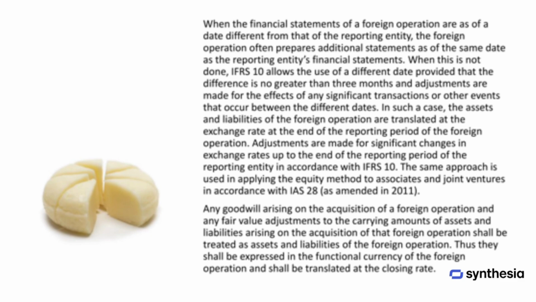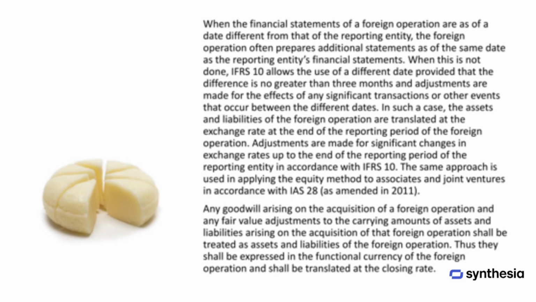Sometimes a foreign operation prepares its financial statements as of a different date than the parent company's financial statements. Ideally, the foreign operation will create additional statements that match the reporting date of the parent. This makes it easier to combine the numbers. However, if the foreign operation does not prepare statements at the same date, the rules allow using a different date, but only if the difference is no more than 3 months. Also, any significant transactions or events that happen between the two dates need to be adjusted for.